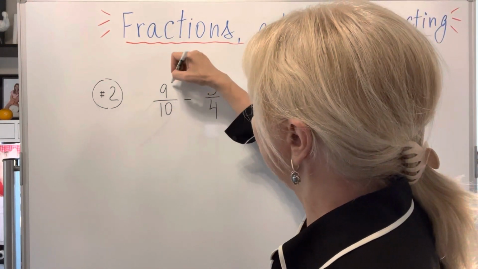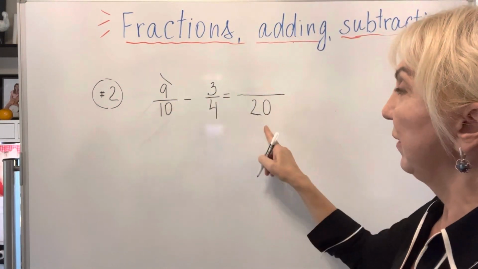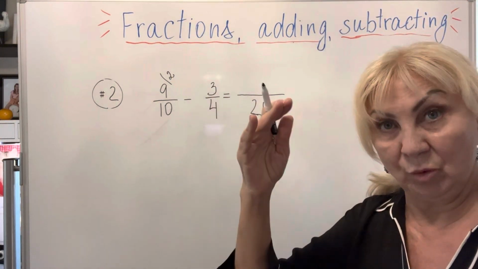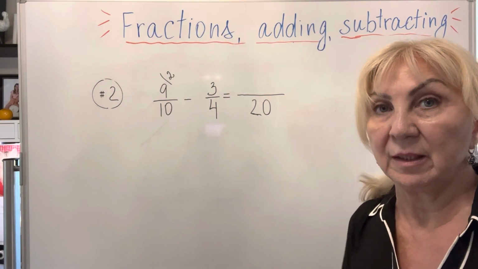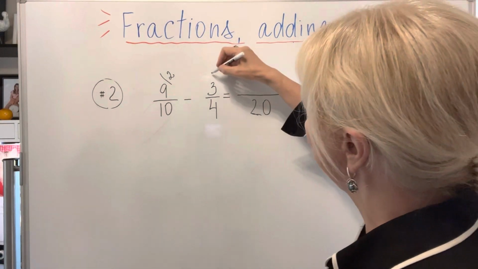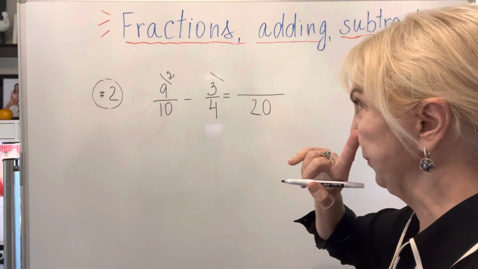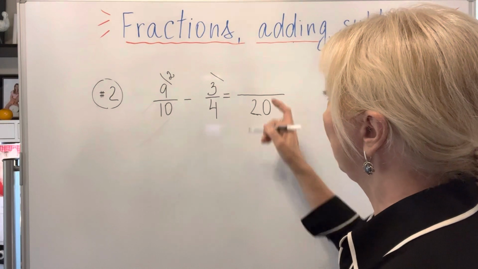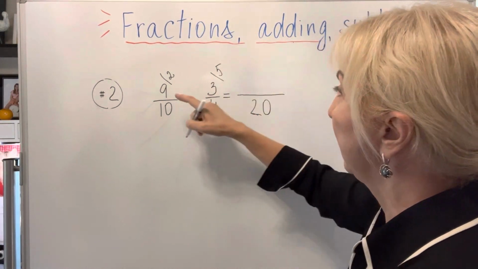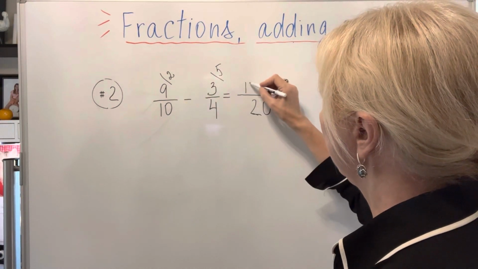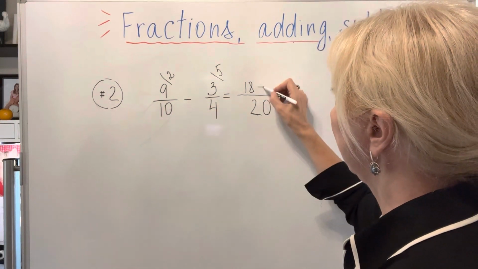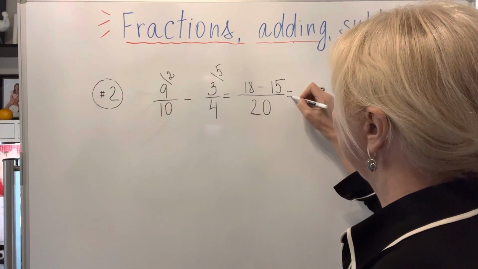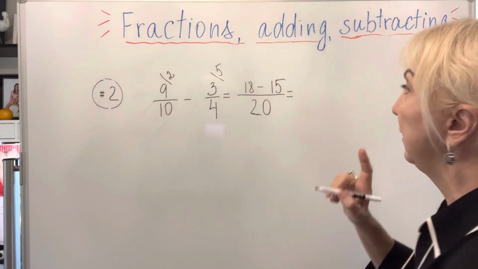So we have 10. We need 20, multiplying by 2 this fraction, which means numerator and denominator, to get the equivalent fraction. So for 4, we need 20, multiplying by 5. 9 times 2, 18. Subtract 3 times 5, 15. Final answer, let's see if it is final.